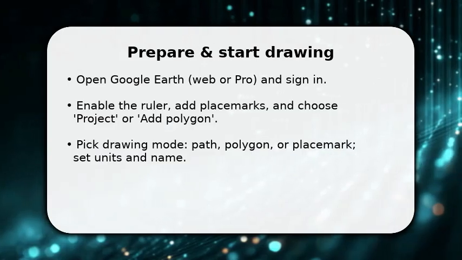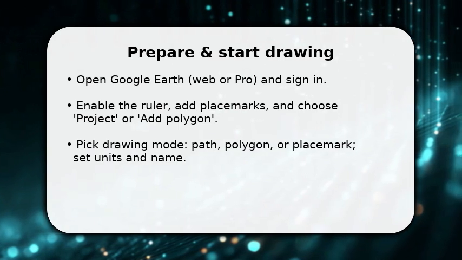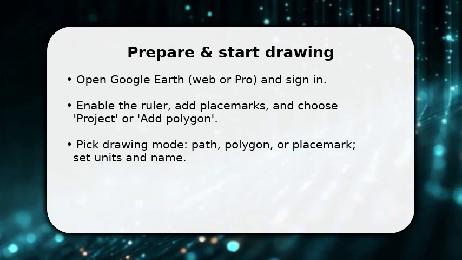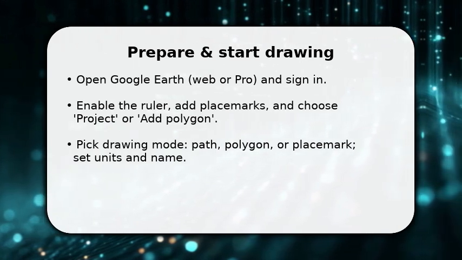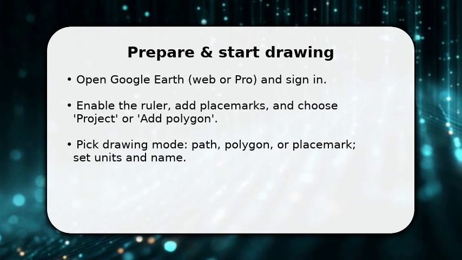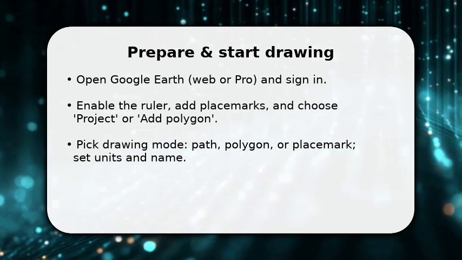You're ready to draw on Google Earth now. First, open Google Earth and sign in so your projects save. Choose Projects, Web, or the Add Menu Pro, and select Path or Polygon. This decides whether you trace routes or mark areas.